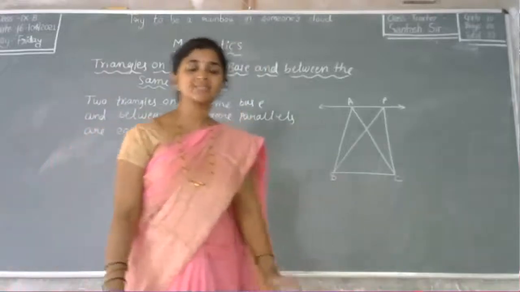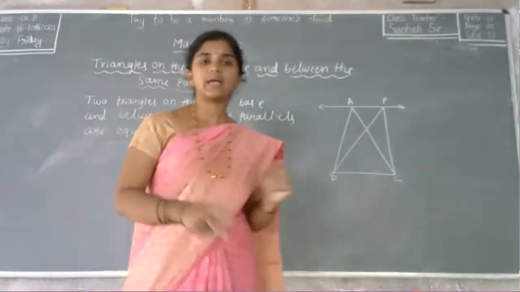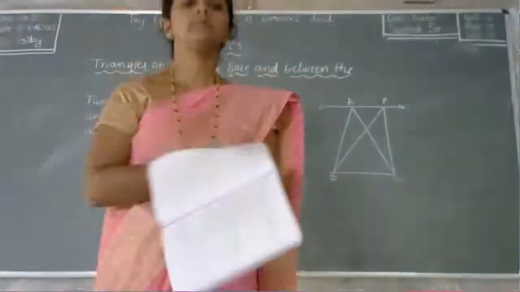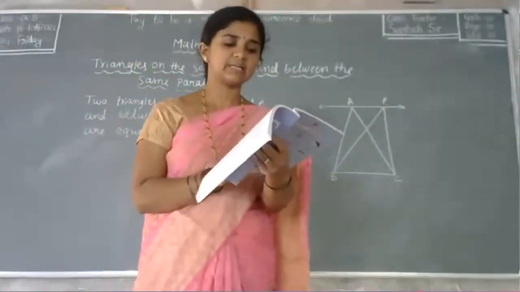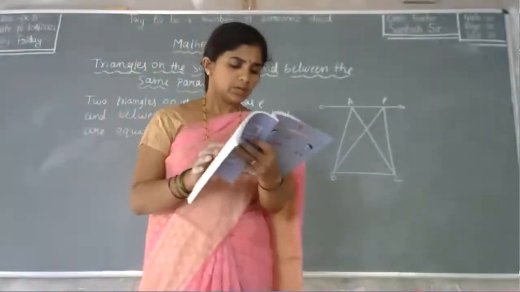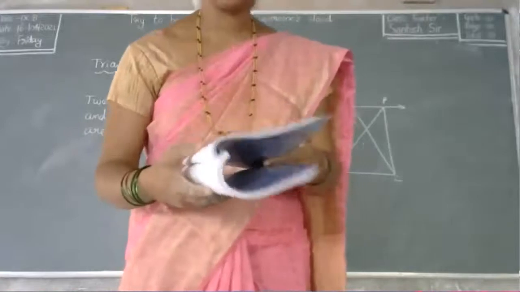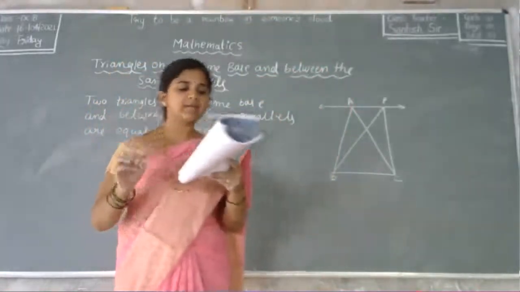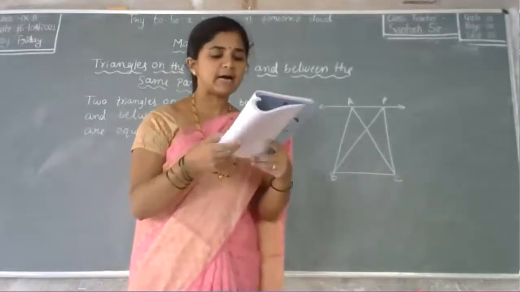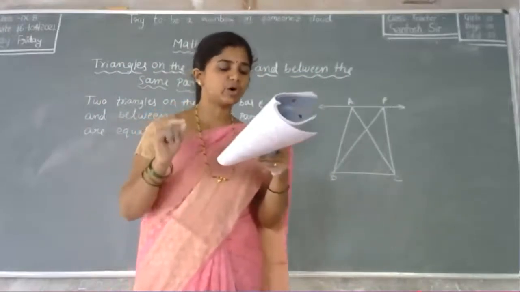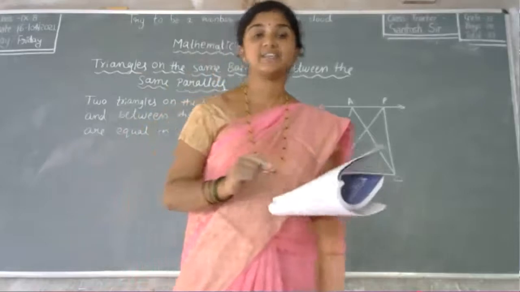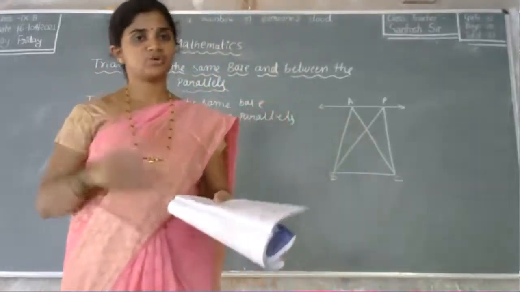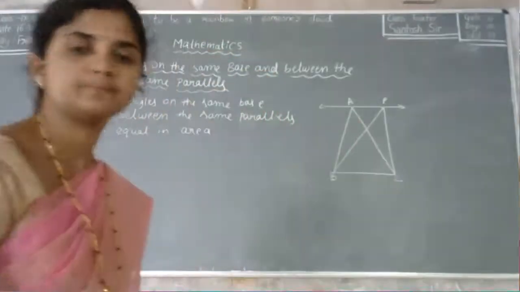Now, using this topic, we have to work out two example problems. Let us look at the first example problem. Let us read the problem. Example 3: Show that a median of a triangle divides it into two triangles of equal areas. We have to understand the question, so let us write the question on the board and solve it.